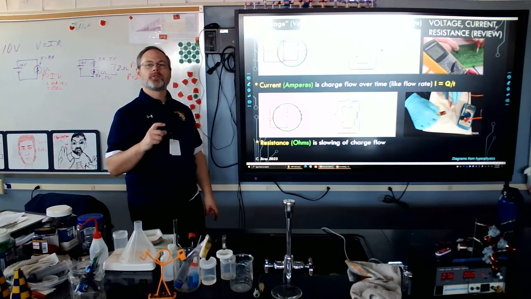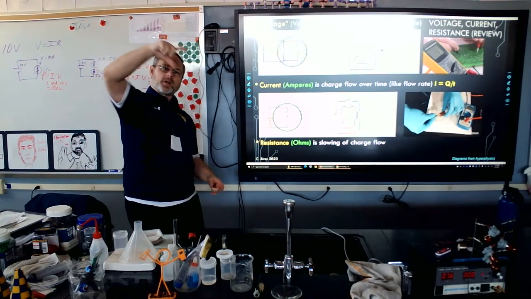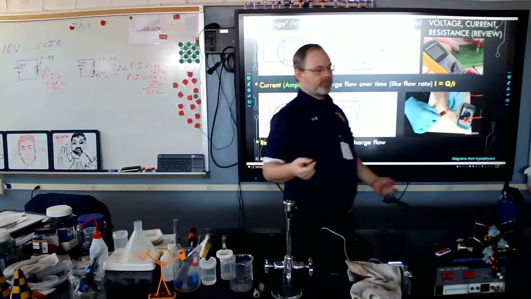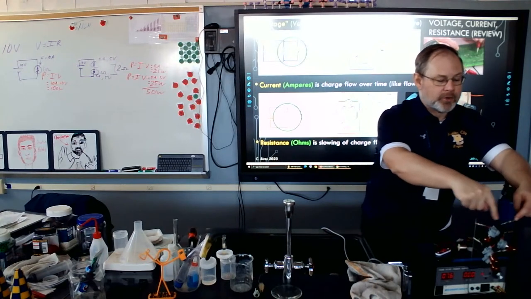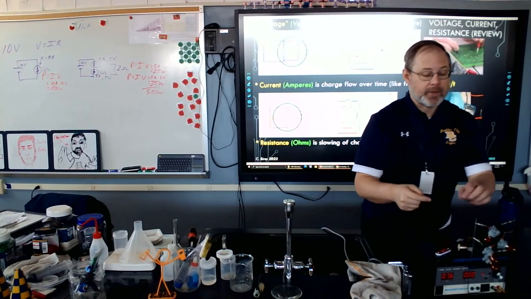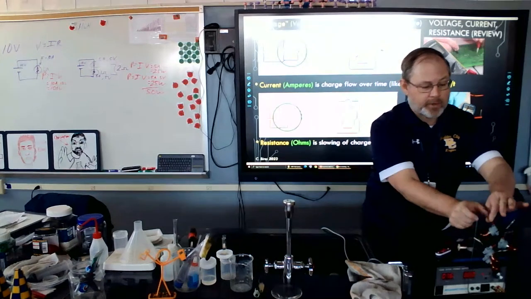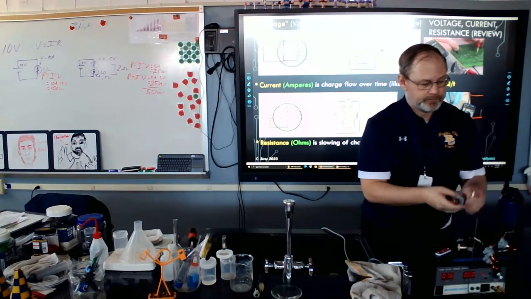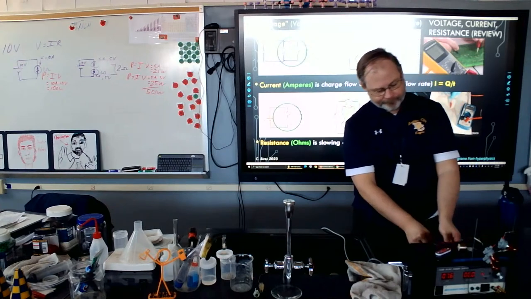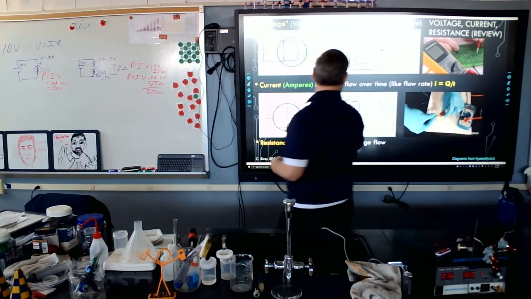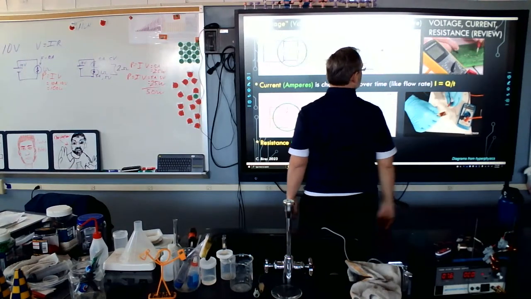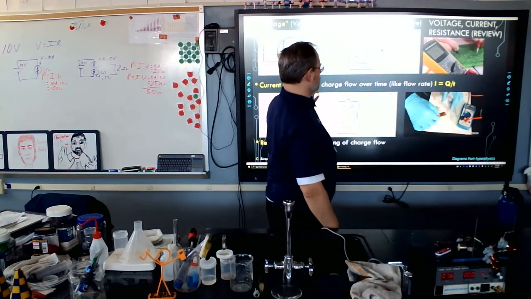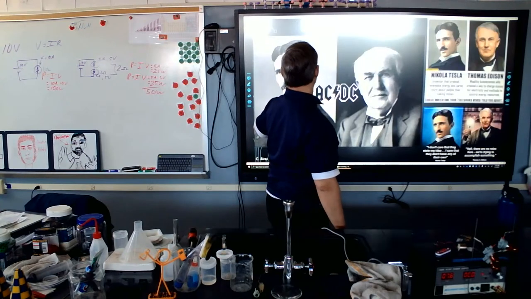Can you measure current and voltage in the same way? Voltage you look on the outside. If I want to measure voltage, I would stick my voltage meter here and here to measure the voltage across here. If I wanted to measure current, I would have to break the circuit and put it in right here. And once again, current is charge over time. It is the flow of charge over time.